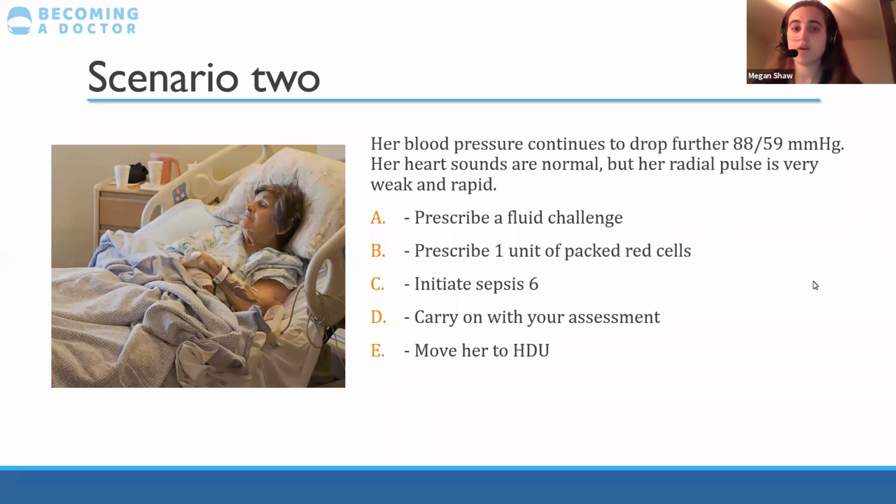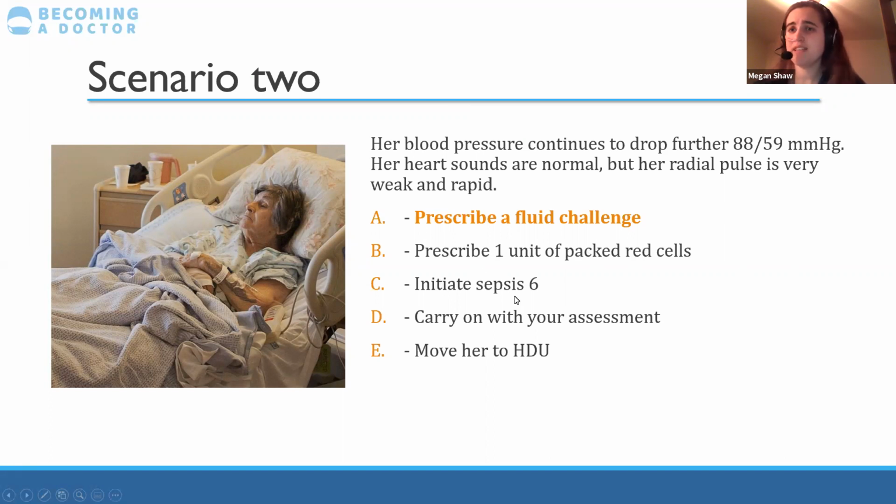So yeah, I mentioned this earlier and all of you have got it right, which is good. So prescribe a fluid challenge. That's exactly what you should do in this scenario because you've discovered that her blood pressure is low. So you intervene as you go and you're going to do something about that. If someone's hypotensive, a fluid challenge is exactly what you need to do. All of these things you might consider, but at this point in time, you wouldn't just go straight away and give her blood if she's hypotensive because she might not need it.